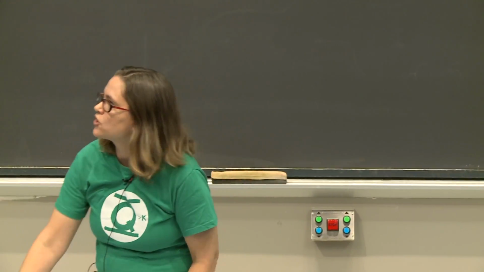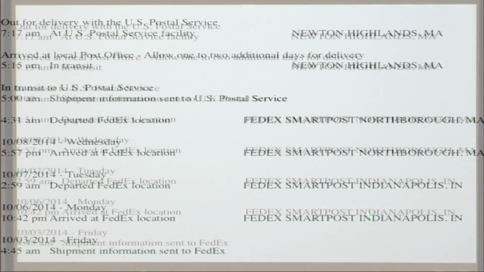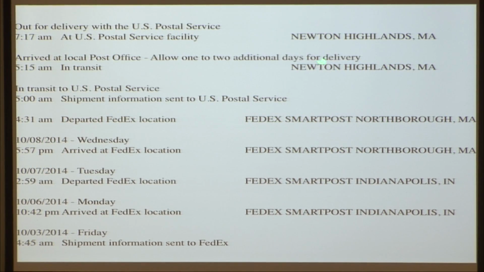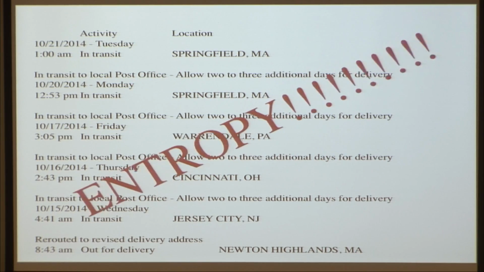So just to show you what happened, in September, I was super organized. I ordered my shirts, and on October 3rd, they shipped. They went through Indianapolis to Massachusetts and to Newton Highlands about somewhere around October 8th or 9th. That's where I live, so that's really good. But the shirts were about entropy. And then look what happened. Rerouted for delivery to a new address, Jersey City, Cincinnati, Ohio, Warrendale, Pennsylvania. And then yesterday, they were in Springfield, Massachusetts, to which I say, entropy!